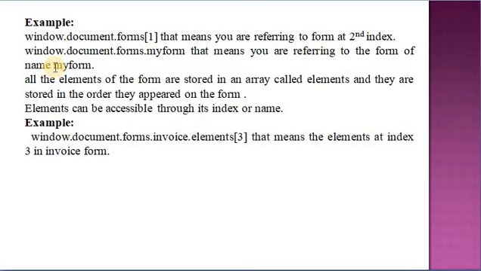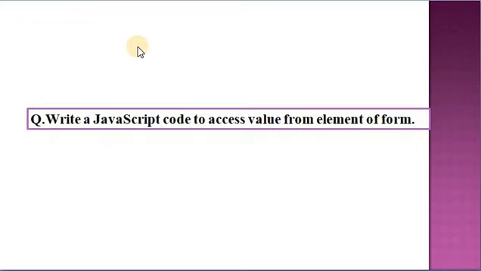For accessing an element, instead of window.document.forms, we can write document.forms, which is perfectly allowed in JavaScript. Next point is the example. Here in this example, we write a JavaScript code to access the value from an element of a form. Let us see the code to access the value from elements of a form.